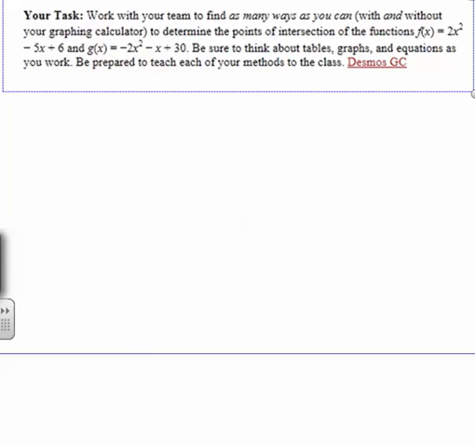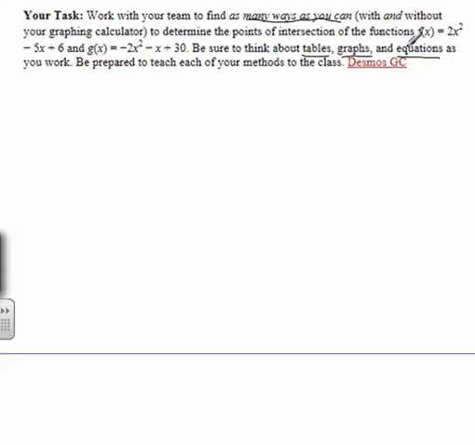So let's take a look at, this is still the same problem, the task. Work with your team to find as many ways as you can, with and without your graphing calculator, to determine the points of intersection of these two functions. Be sure to think about tables, graphs, and equations as you work. Those 3 representations. We're going to look at tables and graphs tomorrow because those can be done with the graphing calculator. Right now, let's take a look at what we can find out from the equations.